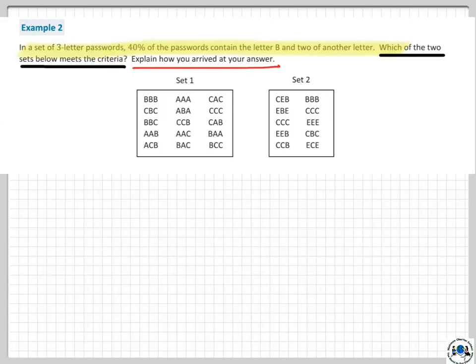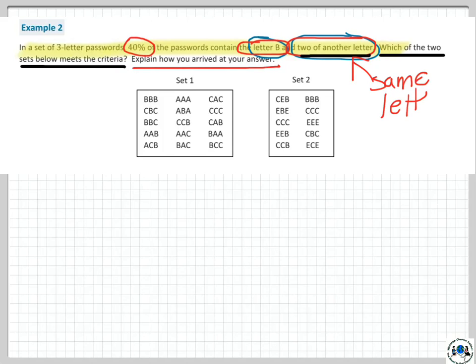Okay, so now you're kind of working backwards. You know 40% of the passwords in one of these sets, either set 1 or set 2, is going to contain the letter B. So that's 1 B and 2 of another letter. Those 2 have got to be the same. Yeah, same letter pair. So it's going to be a similar letter pair along with a B. Why don't you go ahead and do that investigative work. Find out what percent of set 1 and set 2 meet those criteria, and come on back and we'll check.